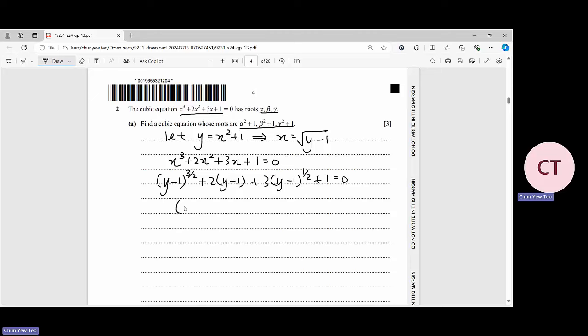So the terms with a power that is not an integer, I will put at one side. The terms with integer power, I put at the other side. So I will get this. Square both sides. Squaring both sides like this.